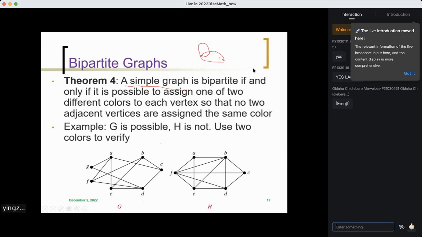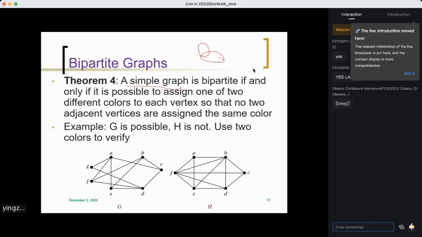For each pair of nodes there is no more than one edge. So a simple graph is bipartite if and only if it is possible to assign one of two different colors to each vertex so that no two adjacent vertices are assigned the same color.